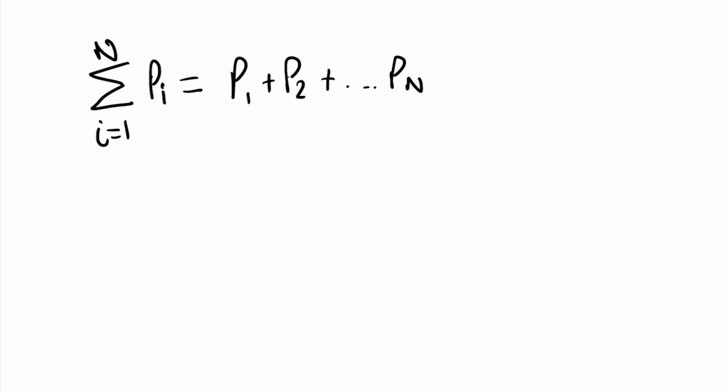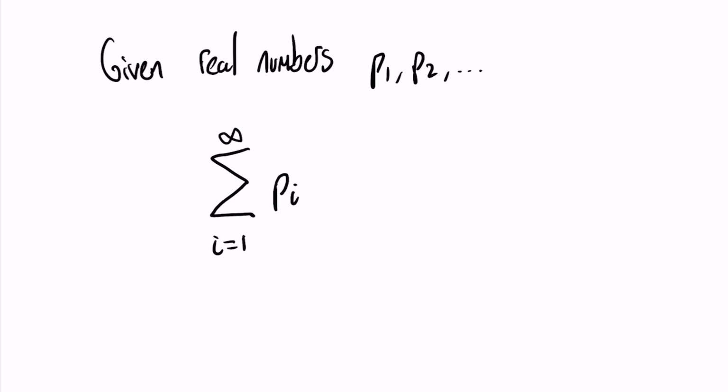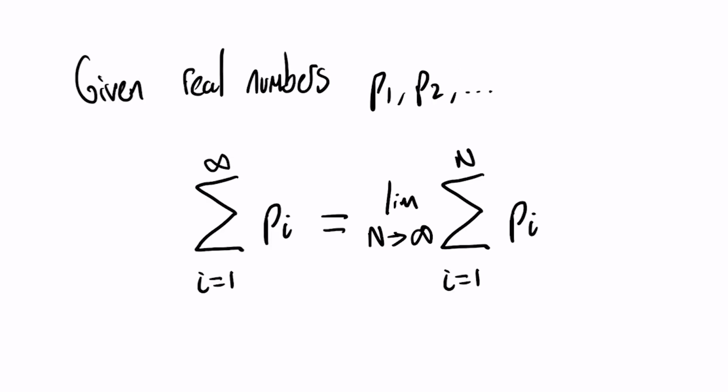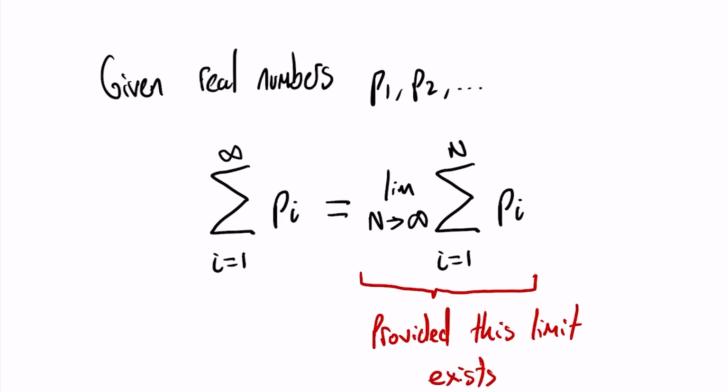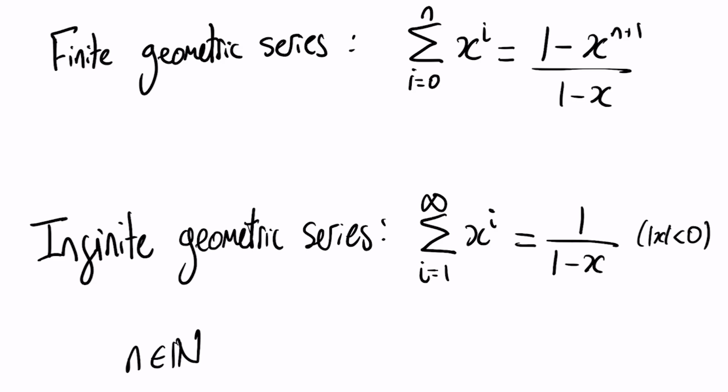And like I said before, sigma notation is shorthand for addition, but we can use capital Pi for multiplication. And of course we can also sum to infinity, which is just shorthand for this. And this only works if this limit exists. And here's some identities you should know for series.